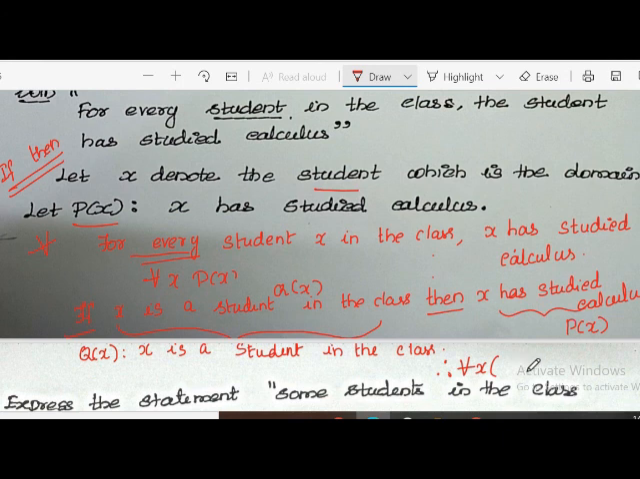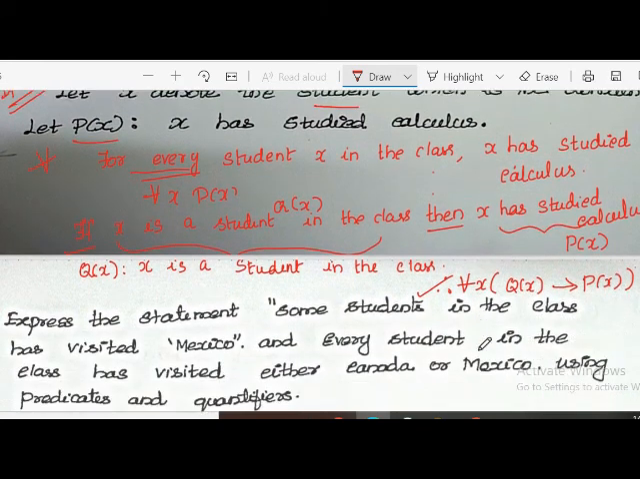Q of x: x has studied calculus. I can express the statement as, if x is a person in the class, our statement can be expressed as for all x, q of x implies p of x. So for all x, if x is a student in the class, then he has studied calculus. That is the expression of the statement. If it is asked to express the statement, use the conditional statement and express the answer.